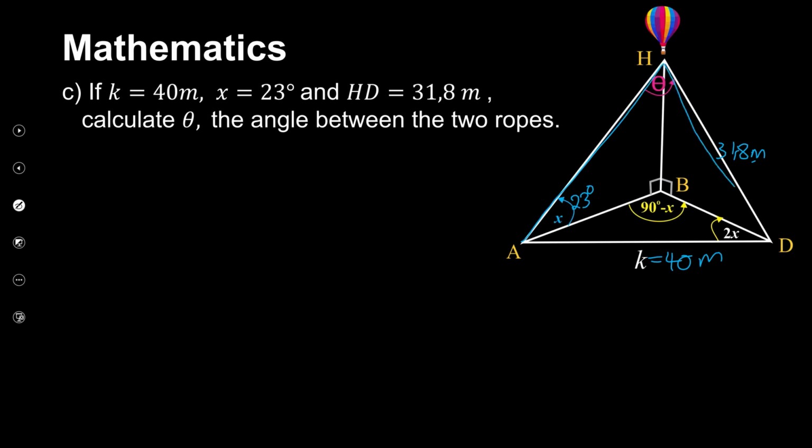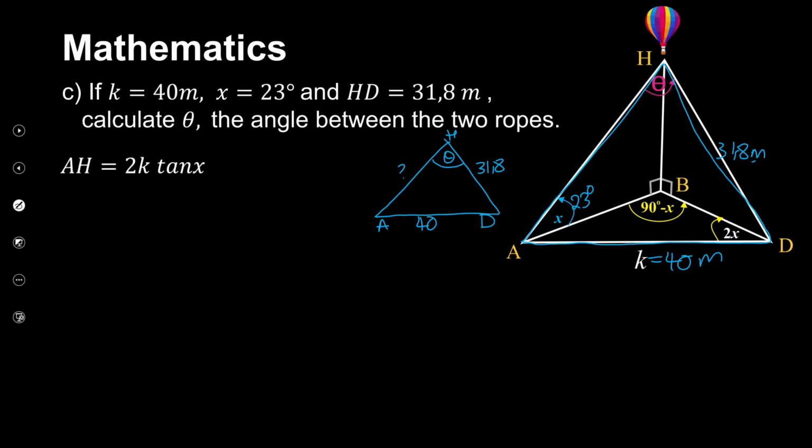So we're talking about this inclined plane here. The triangle we're dealing with now is this triangle here. Okay? And in this triangle, we have theta. So in the triangle HAD, we have theta. We've got k is equal to 40. Okay? And we have this side here, 31,8. But remember, earlier we did find an expression for AH. Okay? So because we have an expression for AH, we can substitute into that.